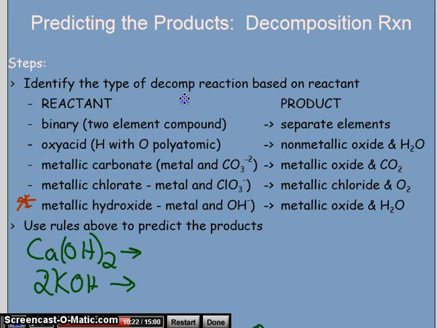It tells us I'm going to break apart into the metallic oxide with water left over. So calcium is going to bond to oxygen, making a metallic oxide. Ca is a 2 plus, O is a 2 minus, so they balance out based on their charges. When I take a look at the KOH, I have a metallic hydroxide as well, so it would be the same situation. Please note, I'm not balancing these, but I'm showing you what the formulas should be.